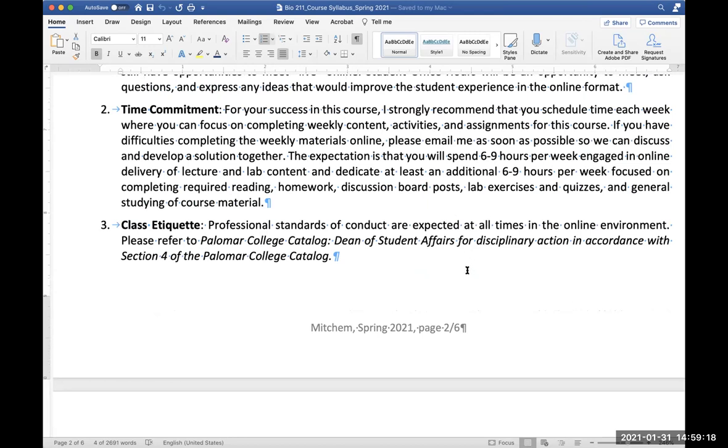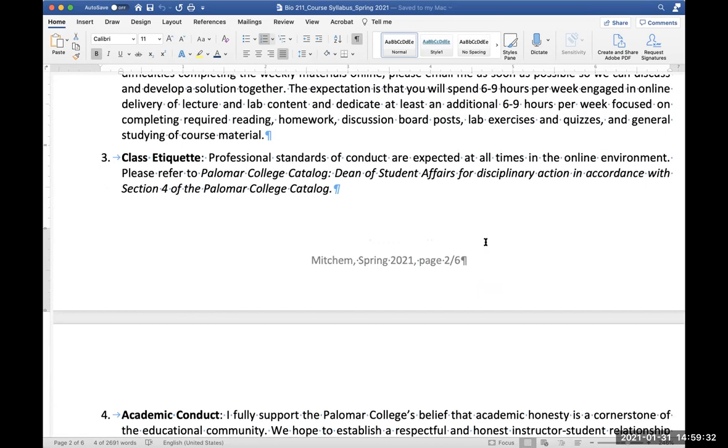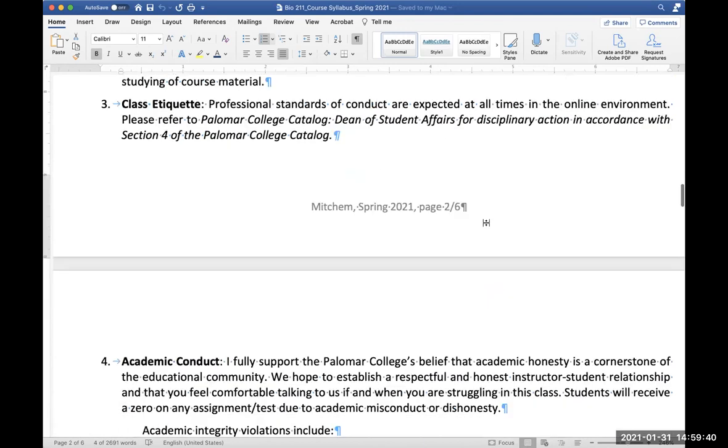Now, just because we're meeting online doesn't mean that we have different rules. We still follow the same policies and procedures in accordance with our college catalog. So this addresses things like behavior and policies to ensure that we're all learning equitably and fairly.